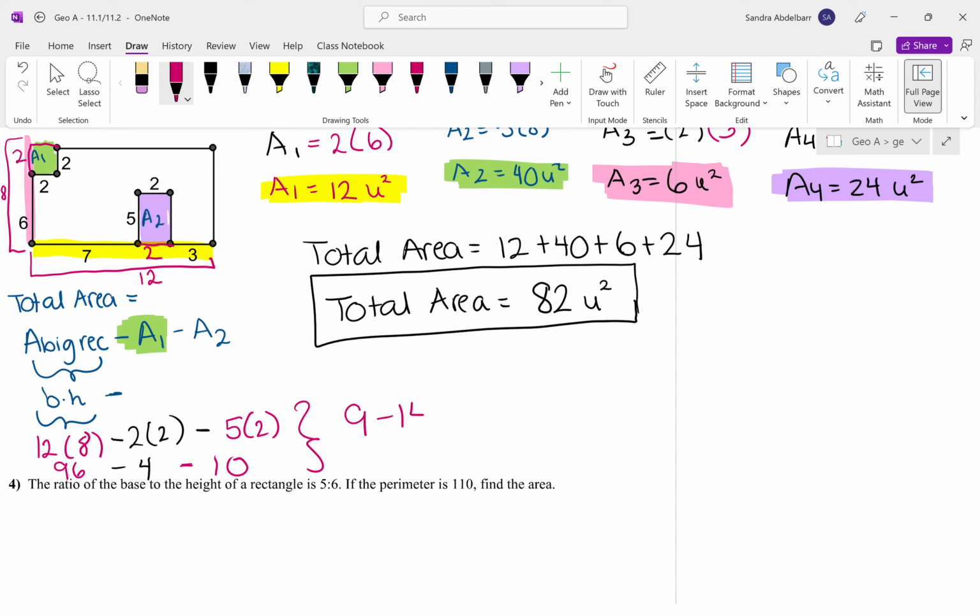So we have 96 minus 14, which once again is going to be 82 units squared. Same answer both ways, right? As it should be.